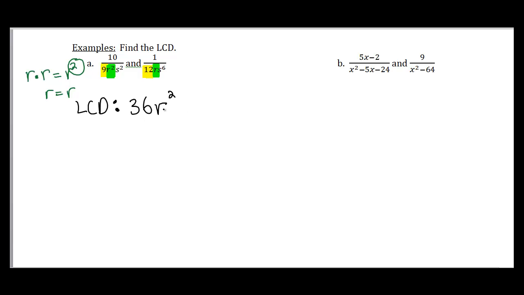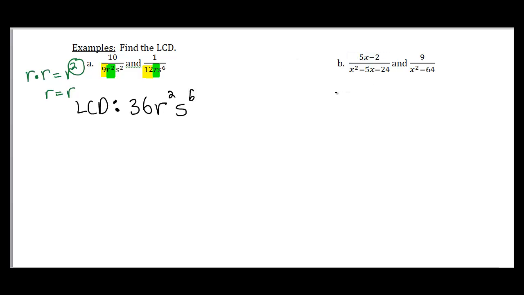So I got 36 times r squared so far. And since now we know that rule that we take the highest exponent, when I look at s squared and s to the 6th, of course we're going to take s to the 6th power. Always remember that. Always take the highest power to put in your least common multiple. I know it has the word least in it, but we are taking the highest power because it is the least common multiple. Let's look at part B.